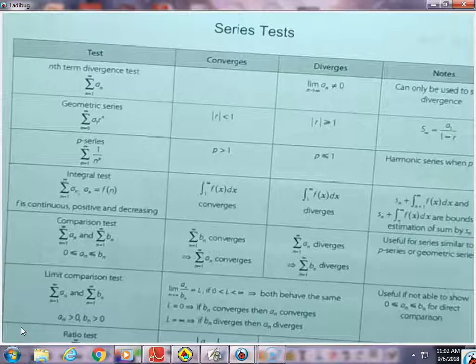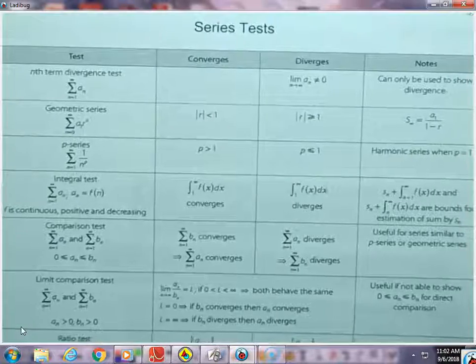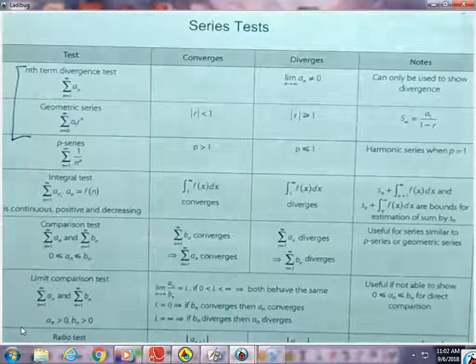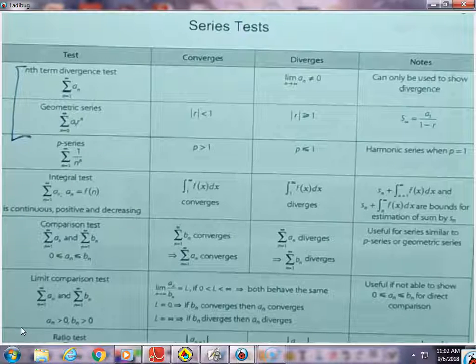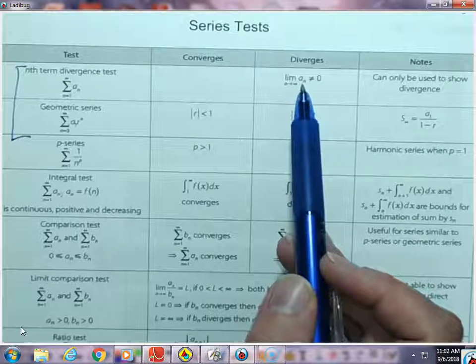All right. So the tests we learned already, we've got the nth term divergence test and the geometric series. So those are the only two you know so far. Okay, who can tell me something about the nth term divergence test? All right, Jack. Only used to show divergence. Good. So I can't prove anything converges with this. Okay, if I take the limit as n approaches infinity, this is of the sequence.